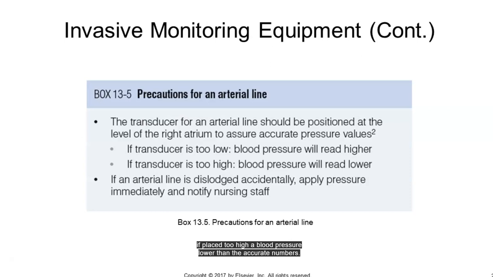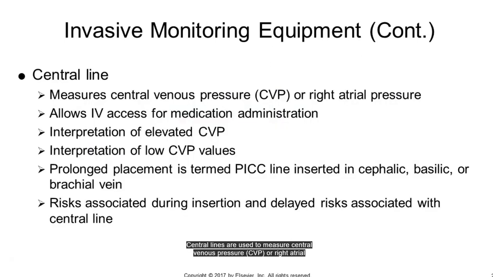Central lines are used to measure central venous pressure, CVP, or right atrial pressure, which tells us about cardiac function and intravascular fluid status. Increases in CVP may indicate fluid overload, right ventricular failure, tricuspid insufficiency, or chronic left ventricular failure. Low CVP may indicate hypovolemia and dehydration.